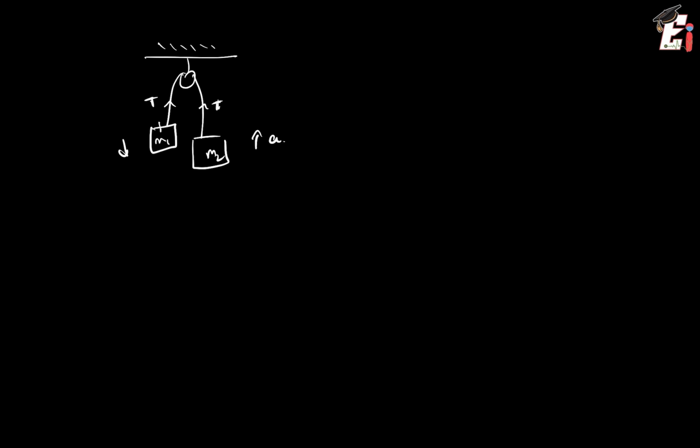Now the objects are accelerating, here upward, which means this mass is heavier, right? So the object has acceleration: here the acceleration is downward, here the acceleration is upward. This is the diagram of the pulley. From here we can clearly see that mass 1 is greater than mass 2, according to the diagram.